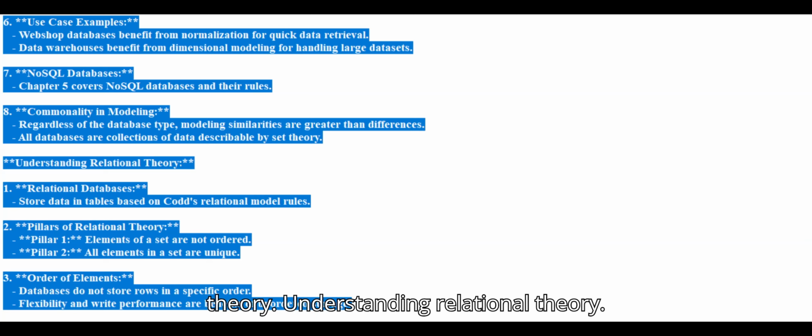Understanding relational theory. 1. Relational databases. Store data in tables based on Codd's relational model rules. 2. Pillars of relational theory. Pillar 1. Elements of a set are not ordered. Pillar 2. All elements in a set are unique. 3. Order of elements. Databases do not store rows in a specific order. Flexibility and write performance are benefits of unordered storage.